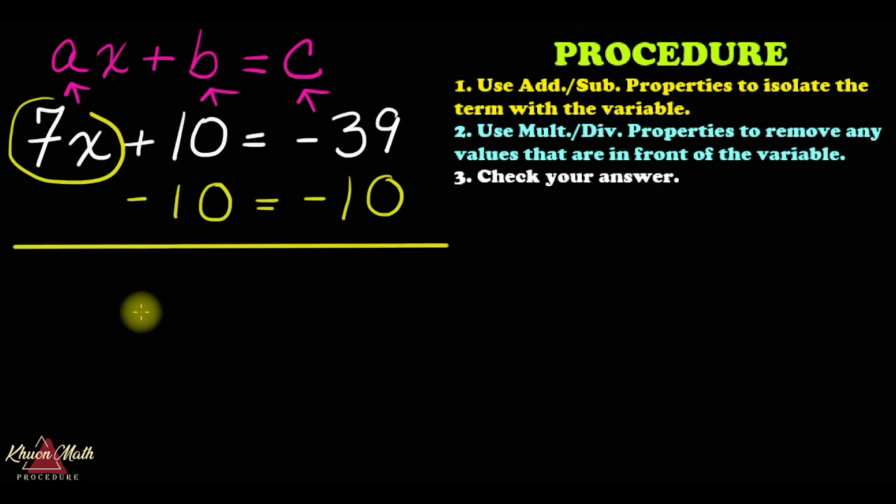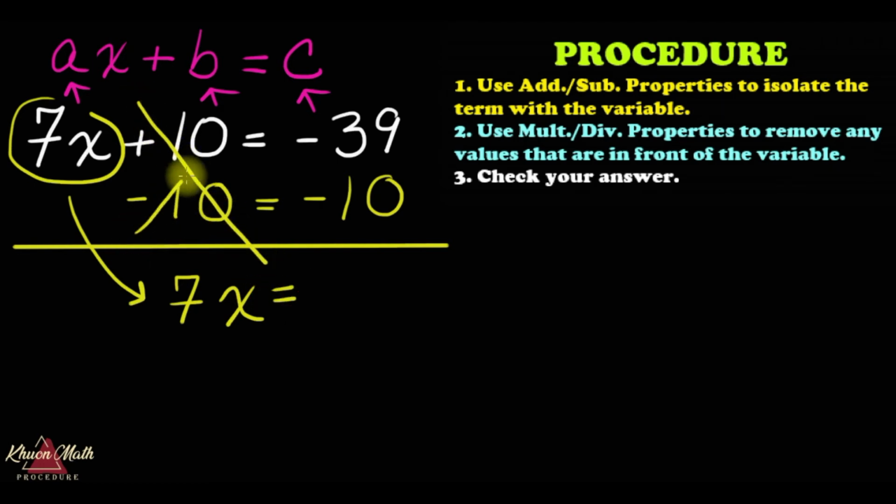Okay, so what we do now is bring down the 7x. And then here you've got positive 10. Take away 10 is 0. So that is gone. And then simplify what's on the right hand side of the equal sign. So you've got two negative numbers. When you add those up, it comes out to negative 49. Okay, so that's step number 1.